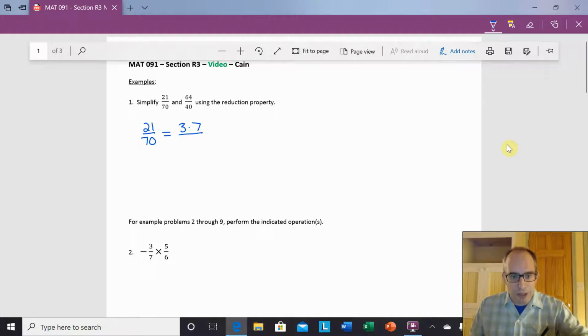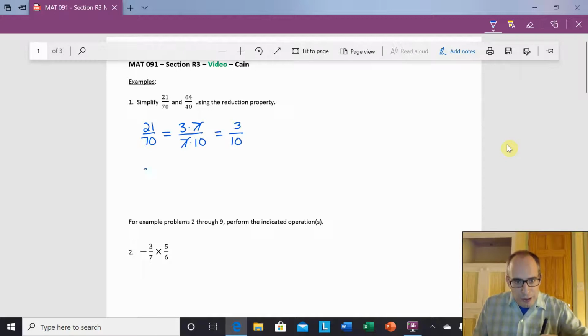So what I'm thinking here, after I've got the 3 times 7, is, okay, with 70, is there a way I can write its factorization with a 3 in it? No, 70 is not divisible by 3. Is there a way I can get it with a 7? Yep. And that's where you write it as 7 times 10, because then you can cancel that 7 and that 7, and what you end up with is 3 tenths. And there it is, simplified.